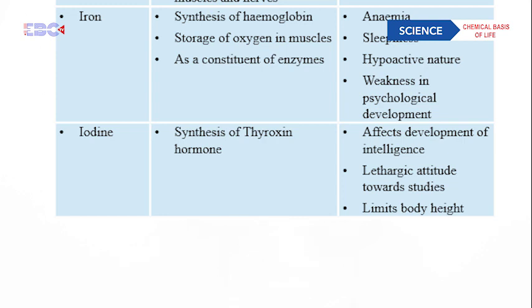It has some deficiency syndromes, like it affects the development of intelligence, and makes one lethargic. Lethargic means being lazy, and a lethargic attitude maybe towards studies, and the limit of body height. These symptoms may be caused by deficiency of iodine. So these are the elements, functions, and deficiency symptoms that are in the human body.